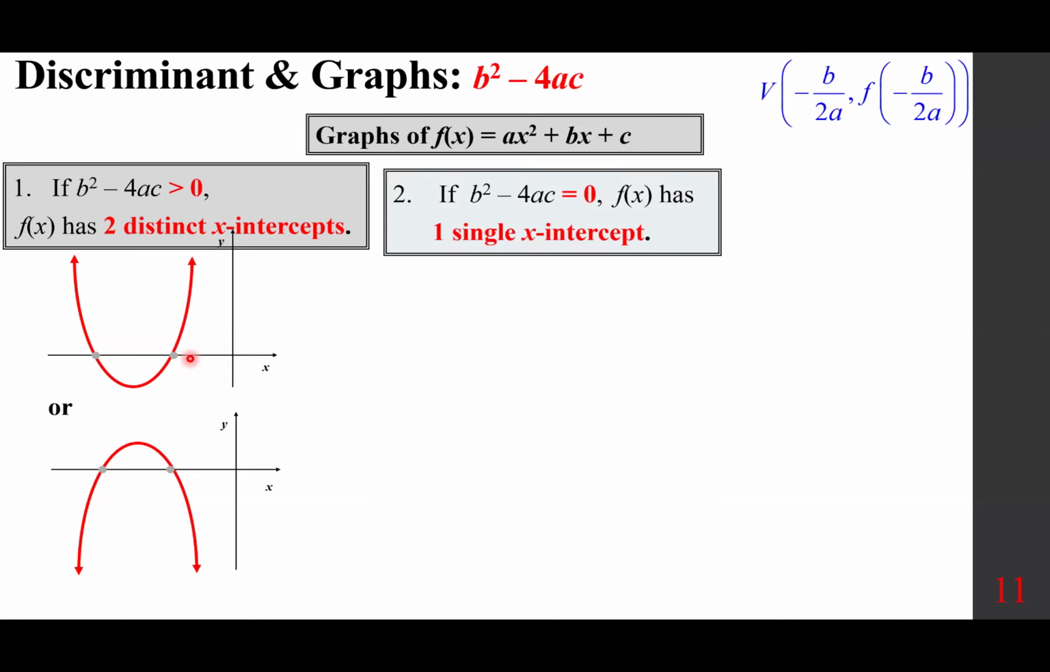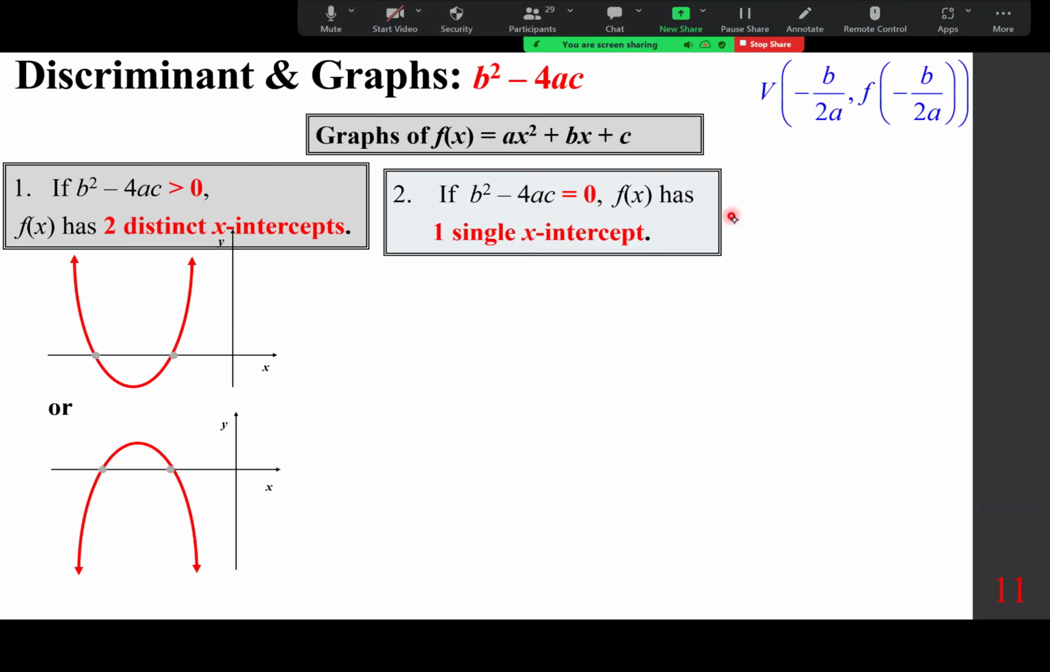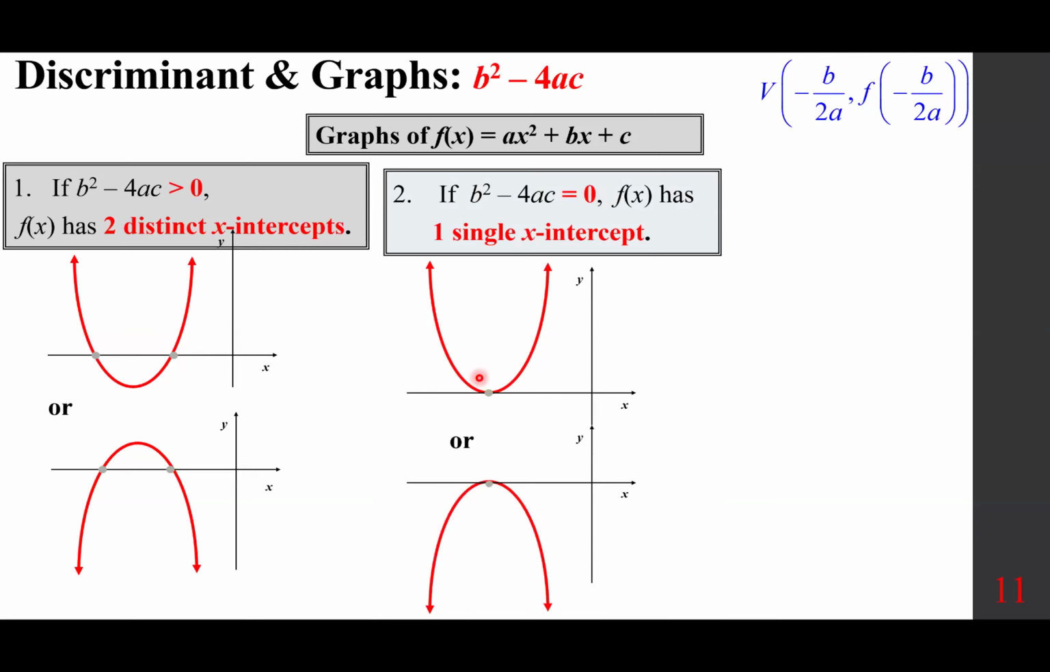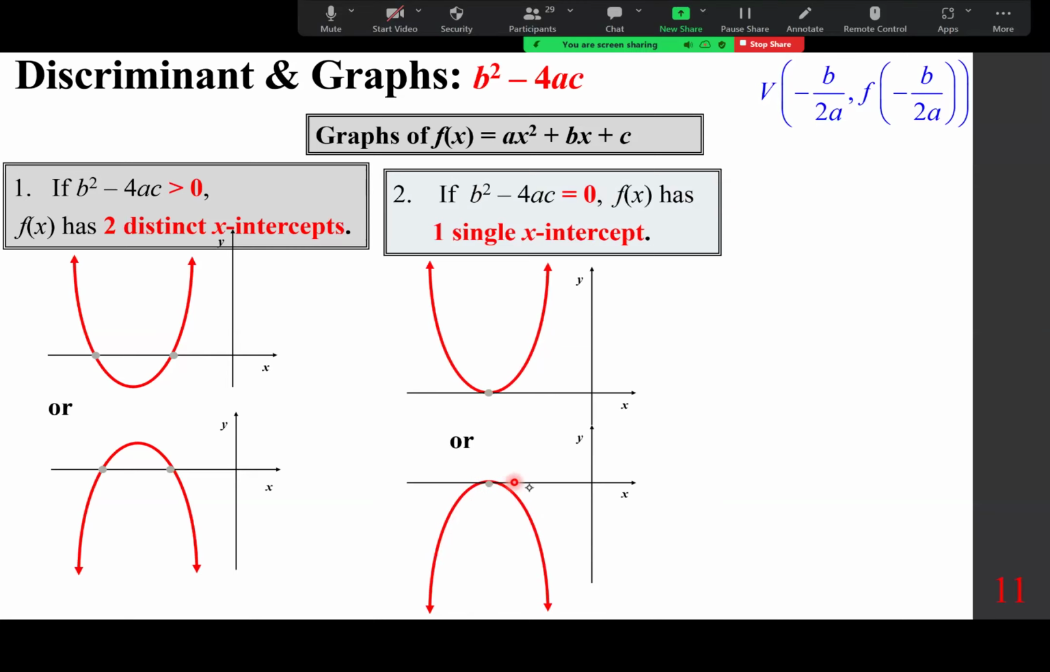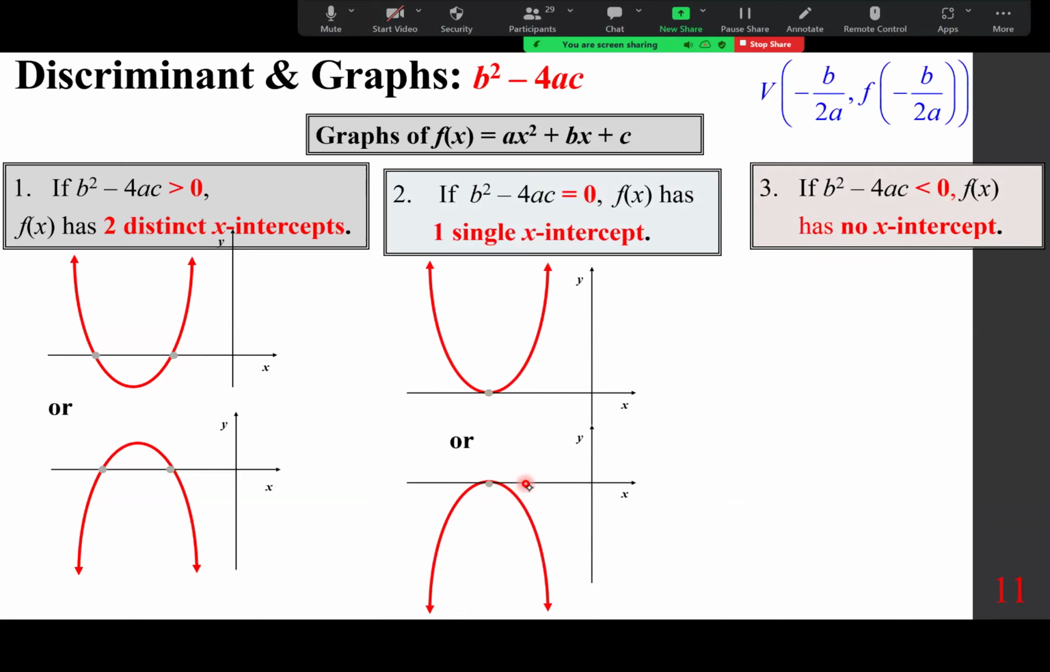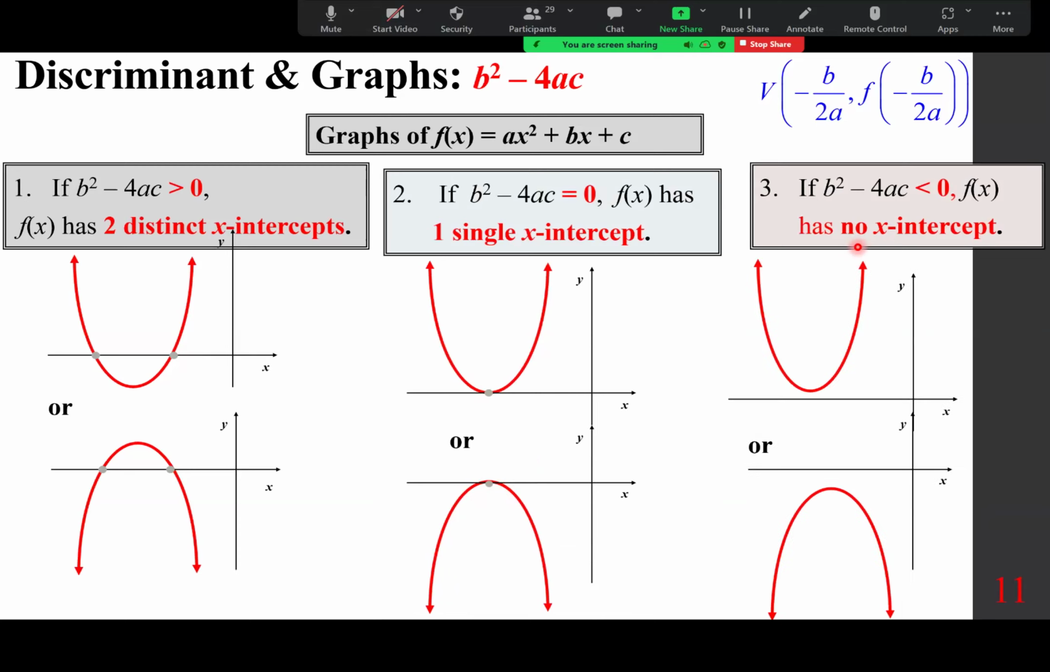If b squared minus 4ac is 0, then we have one x-intercept. One x-intercept if it opens up like that, one x-intercept. And if b squared minus 4ac happens to be negative, we don't have any x-intercepts. So it's completely above the x-axis or completely below the x-axis.